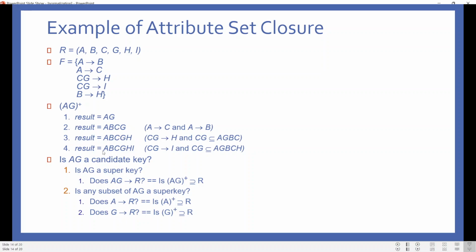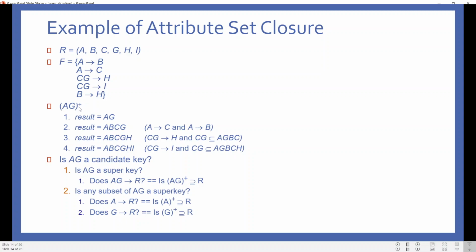When you see the final result A, B, C, G, H, I, look at the relation. What was our original relation? It was A, B, C, G, H, I. So we had all 6 attributes, and in the AG closure we got the same set. That is, we could find the relation R by finding the closure of AG. So what does it mean? Is AG a candidate key? Before finding whether AG is a candidate key, we need to find whether AG is a super key.